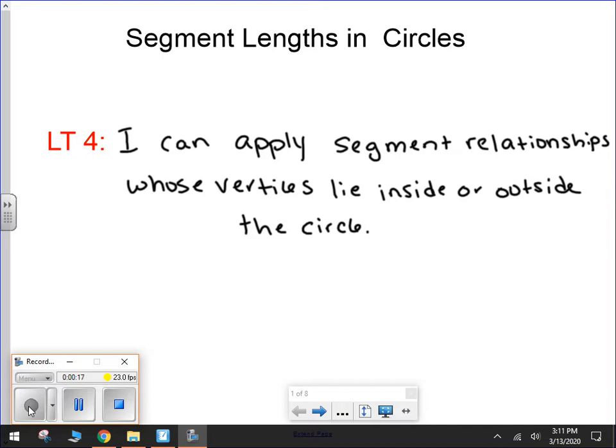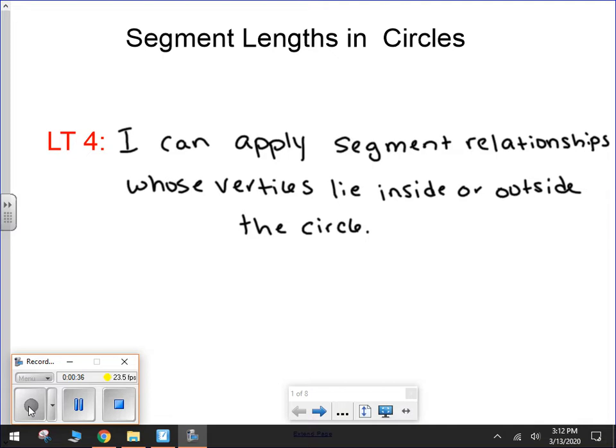We're doing segment lengths in circles. So you need to make sure I gave you those notes last week before we left. Make sure you have the segment lengths in circles notes in front of you. And you also need your green sheet. So if you need to grab those, go ahead and pause the video and get those materials.